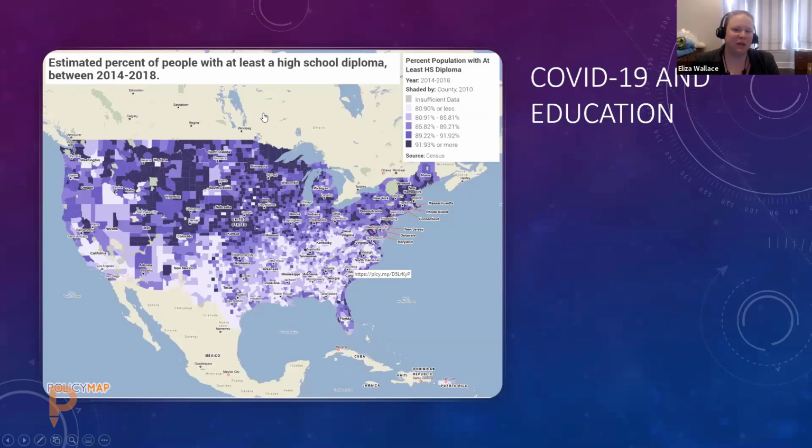And this, when it says people, this means adults. This is only including people over the age of, I believe, 24. So we're not counting children here who are still in school.